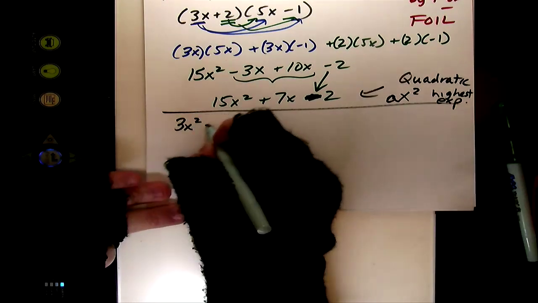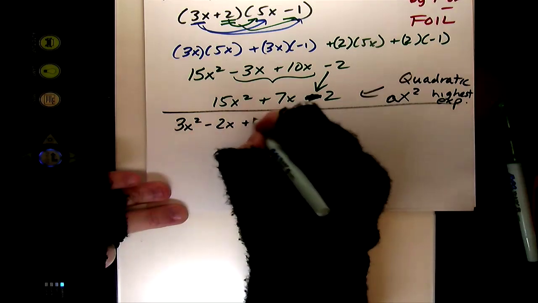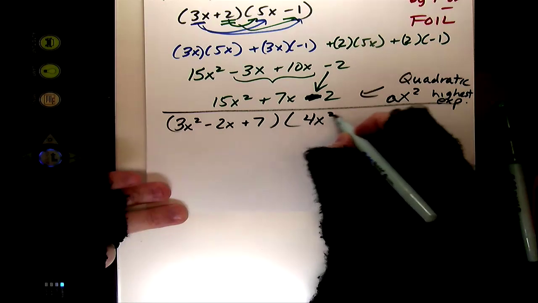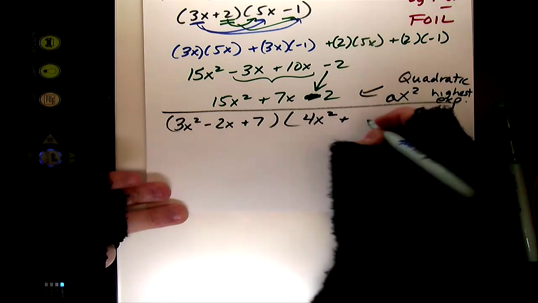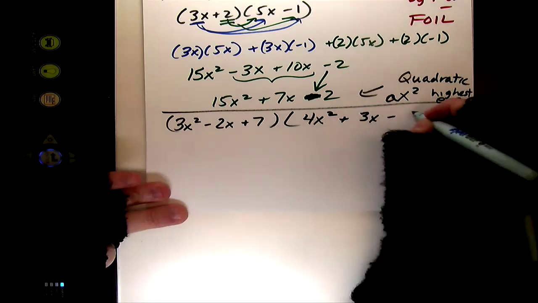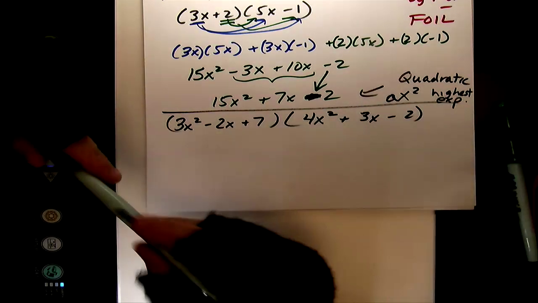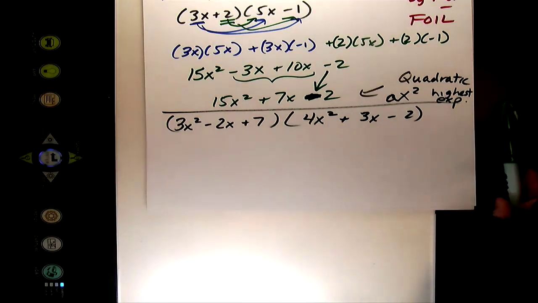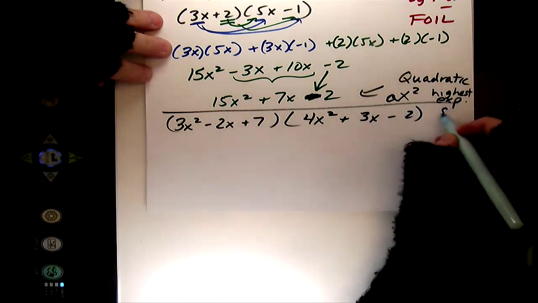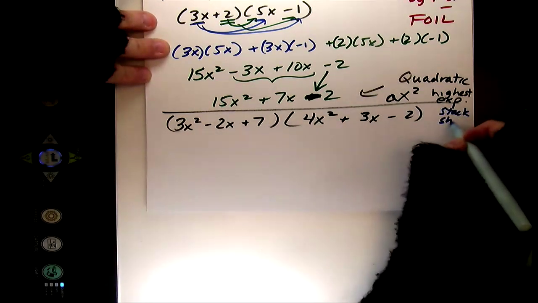3x squared minus 2x plus 7 times 4x squared plus 3x minus 2. Now, when you've got a bunch of terms, I recommend being strategic. When you're writing them out, stack the things that are alike, as you'll see me do right now.